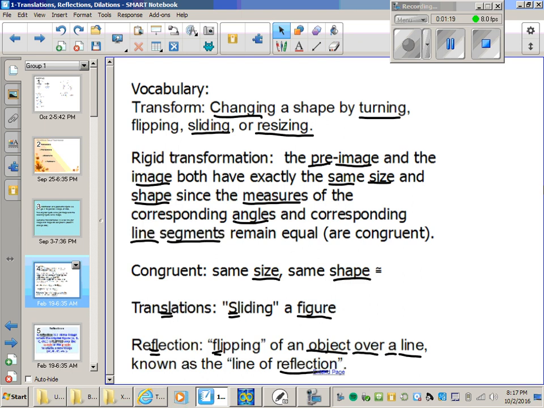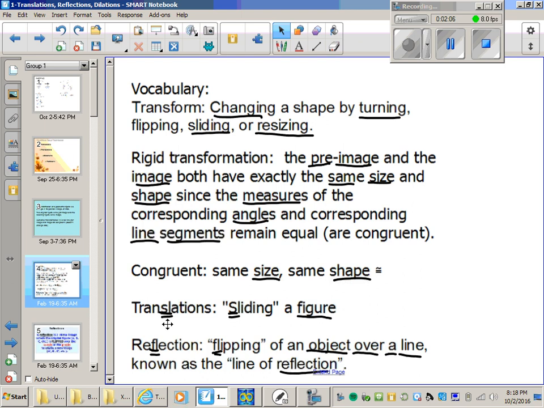Some important vocabulary that you need to know is that to transform, just like Transformers, y'all just saw an introduction of the movie or the show Transformers. To transform means to change a shape by turning, flipping, sliding, or resizing. And a rigid transformation, you have a pre-image and an image, and they both have exactly the same size and shape since the measures of the corresponding angles and corresponding line segments remain equal. They are congruent. Congruent means that the figures are the same size and the same shape. And notice this is the congruent symbol that we will use in math.